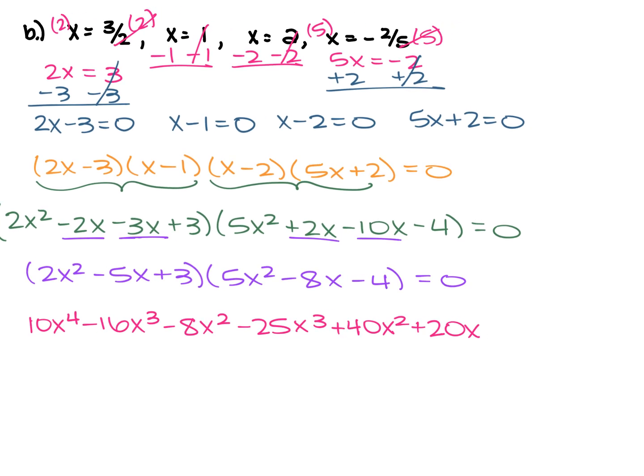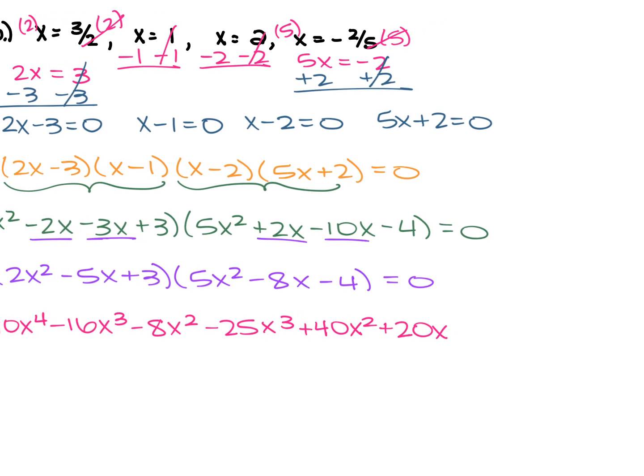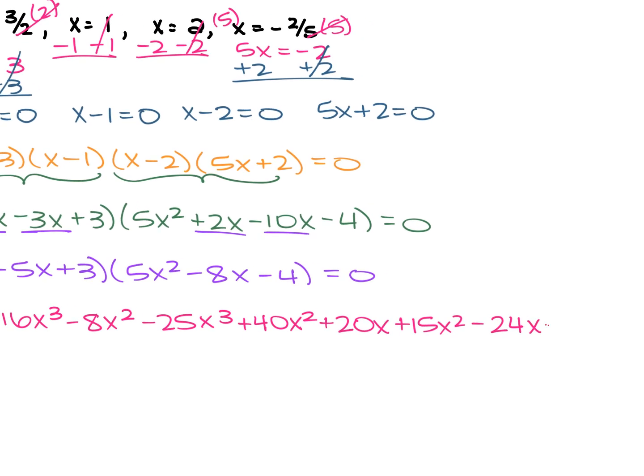Now multiply the 3 in. So 3 times 5x squared is 15x squared. The 3 times the negative 8x is negative 24x. And 3 times negative 4 is negative 12. And this is all equal to 0.